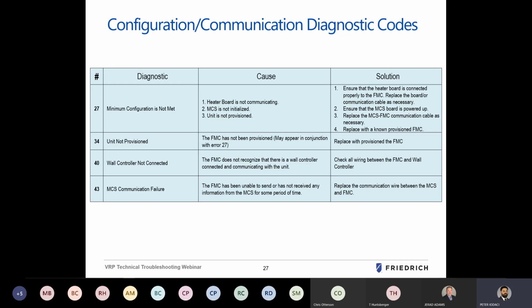Now, if you did have this, you might get it in conjunction with an error code 34. At this point, you want to contact us, and we'll go through the rest of the steps about how we can troubleshoot with you and how we get that piece of equipment online.